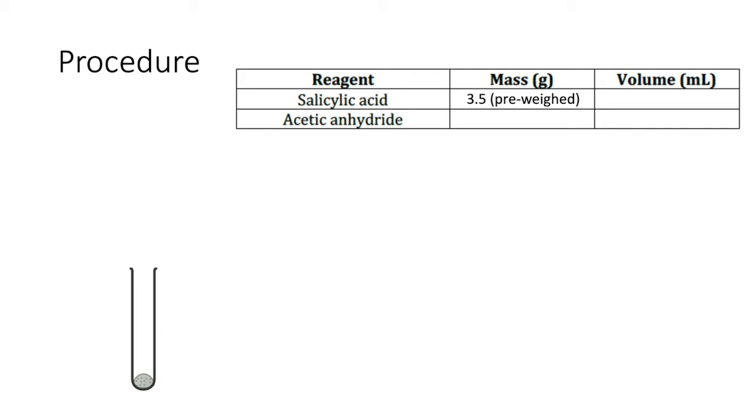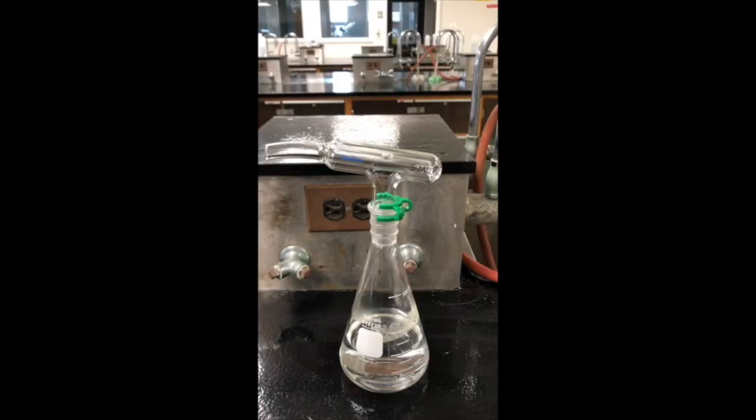At the start of the mixing step, you'll be given a test tube that contains 3.5 grams of salicylic acid. You're going to add 5.0 milliliters of acetic anhydride into that test tube using a tipping dispenser. As most of you have not used a tipping dispenser before, here's a clip that will show you how to use one. This is a tipping dispenser.